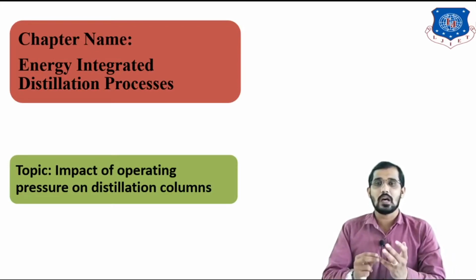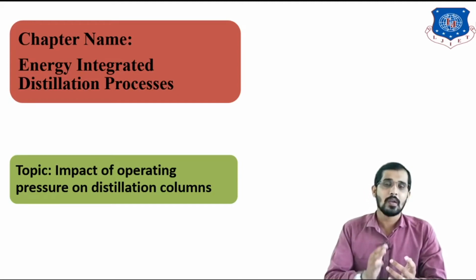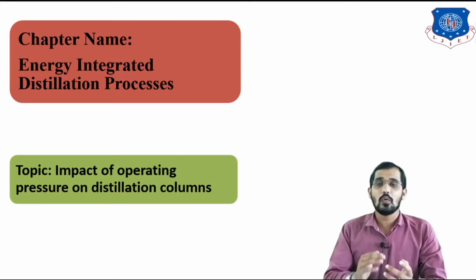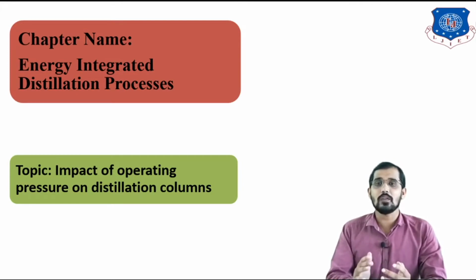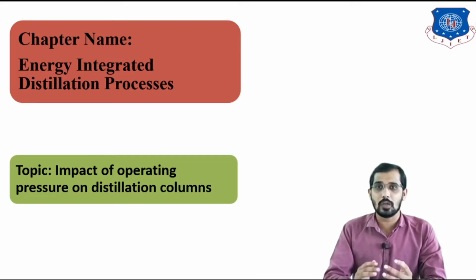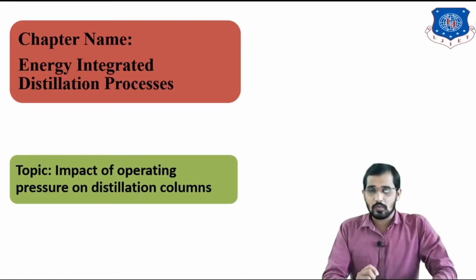First one is about the energy integrated process. After that, the impact of operating pressure on distillation column, using the example of the atmospheric distillation unit and vacuum distillation unit. After that, I will explain what is the meaning of grand composite curve. And lastly, I will explain how to draw a distillation column in a TH diagram or TQ diagram. Okay, so we will start here.